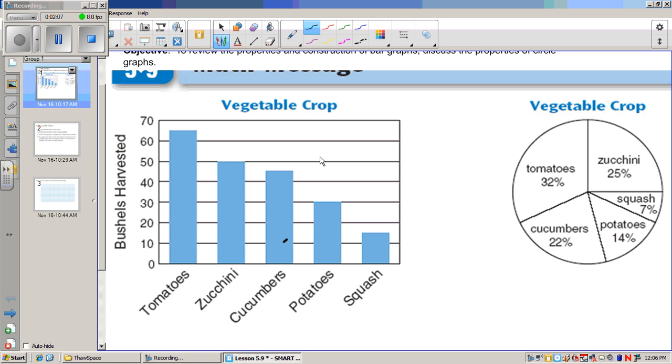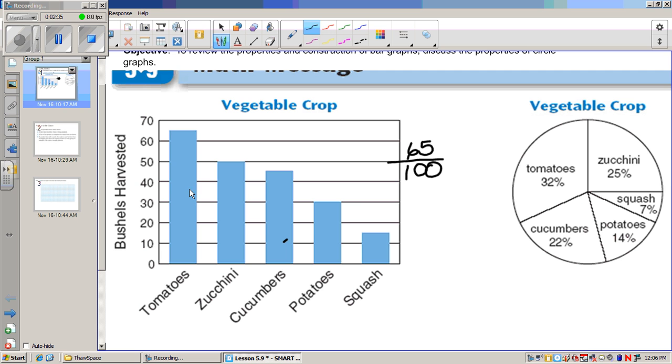Now, the difference here is that on our bar graph we are talking about the number of bushels they harvested, and over here, we made them into percents. How did we do that? Well, what we did is we took our numbers. Let me do an example here. If I had 65 over 100, okay, that would equal 65.